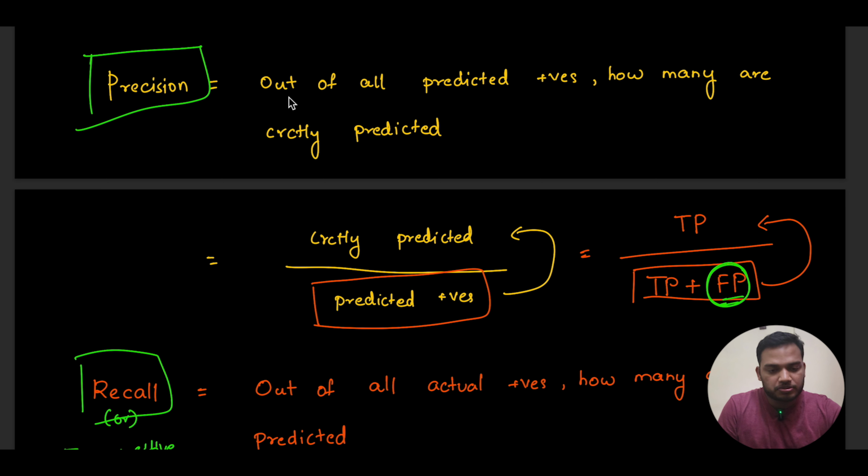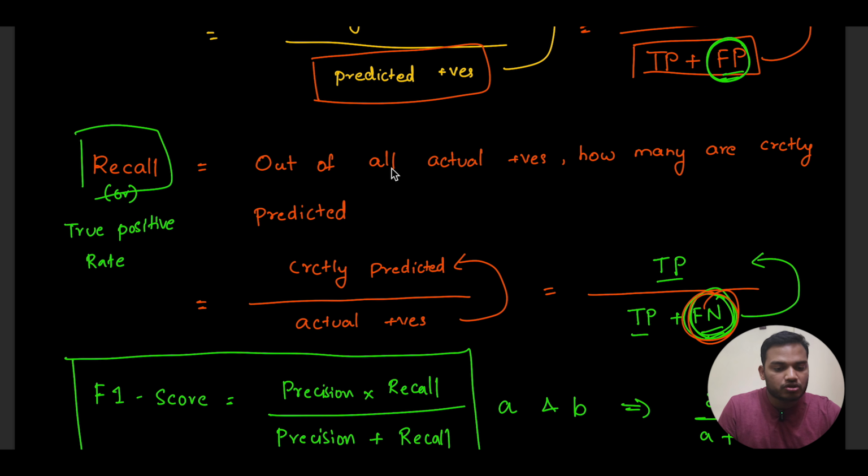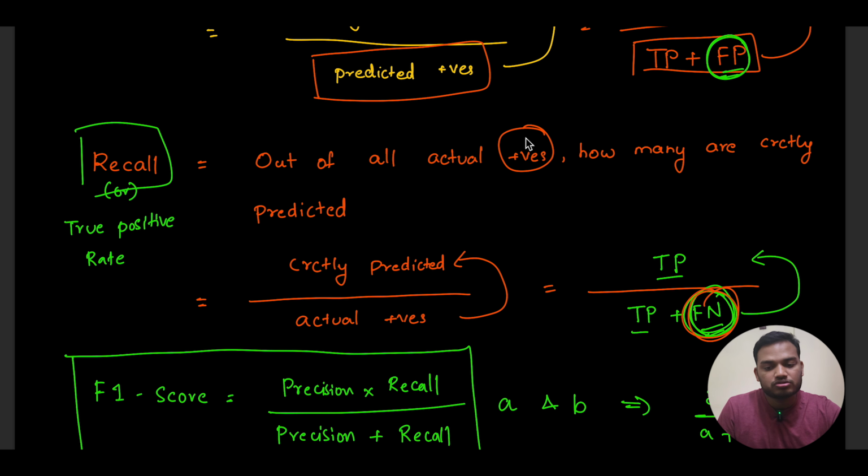If we see the definition of precision, here I'm saying out of all predicted positives, how many are correctly predicted, right? So here I am emphasizing on positives. And similarly, in case of recall, out of all actual positives, how many are correctly predicted? Now the doubt for you should be: we are only considering the positive class, right? And what about the negative class? So we are not considering that. So when will we consider the negative class should be your doubt. Now let's discuss the negative class as well.